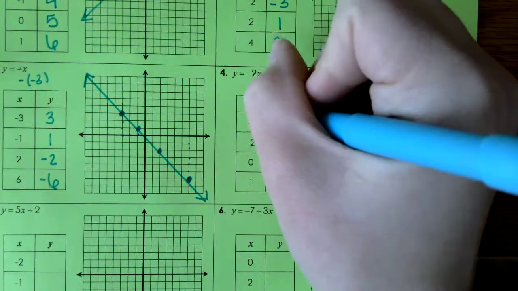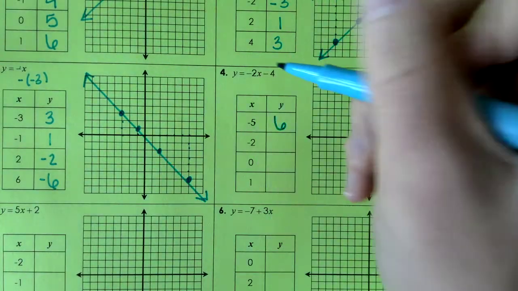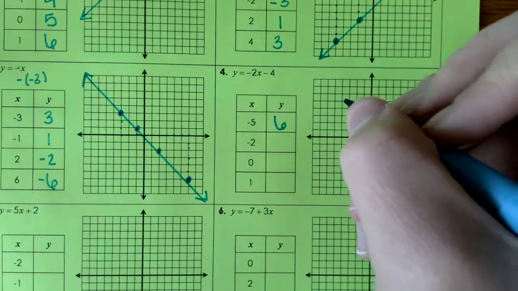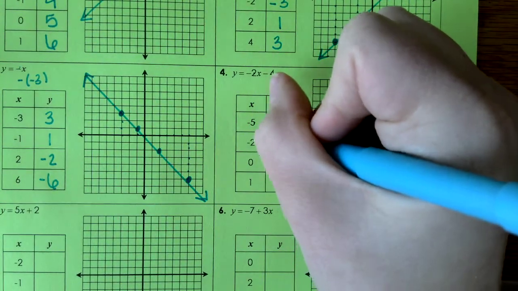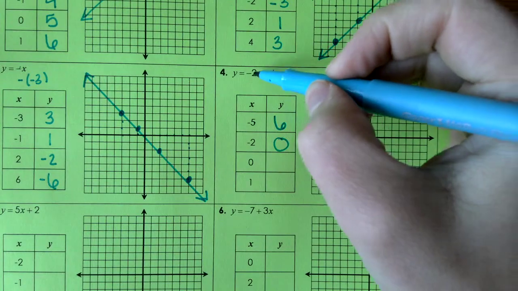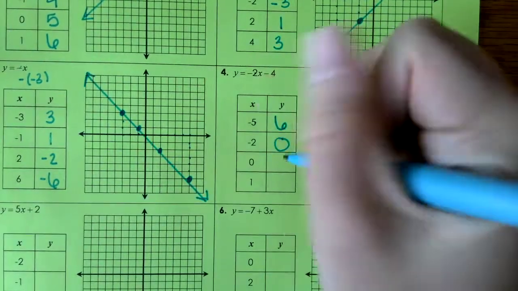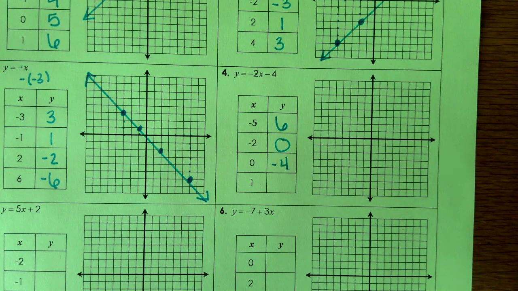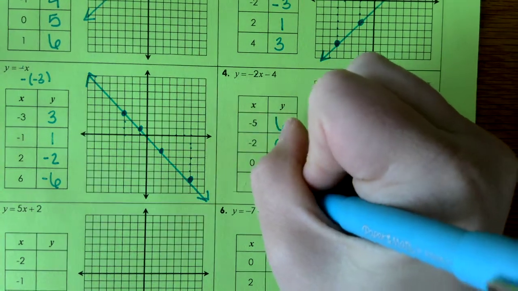Positive 10 minus 4 is going to give me 6. Then I'm going to take negative 2 times negative 2 to give me a positive 4. 4 minus 4 is going to give me a 0. Then I have negative 2 times 0, which is 0, minus 4 is going to give me a negative 4. And then negative 2 times 1 is negative 2, minus 4 is going to give me a negative 6.